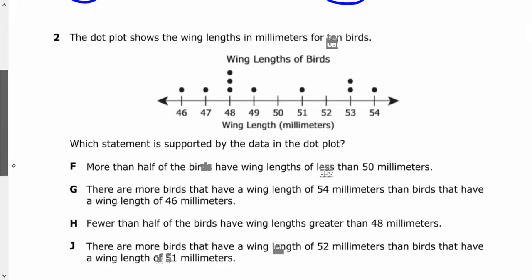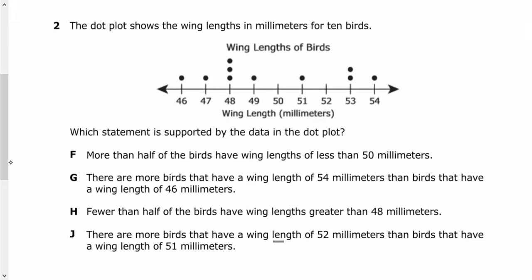Number 2, the dot plot shows the wing lengths in millimeters for 10 birds. Which statement is supported by the data in the dot plot? We have: more than half the birds have wing lengths of less than 50 millimeters. In order to know if more than half have wing lengths of less than 50, well, here's 50, so we're talking about this part of my graph.